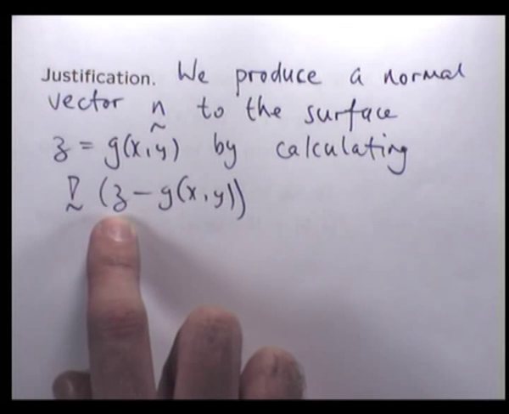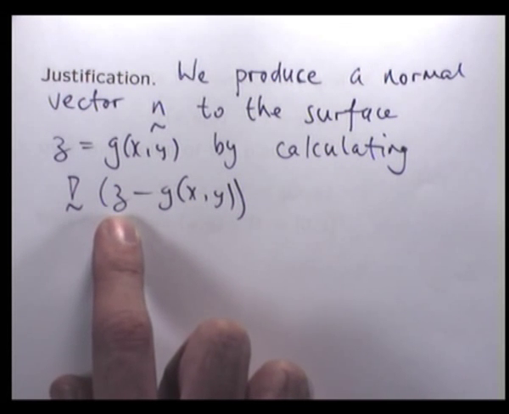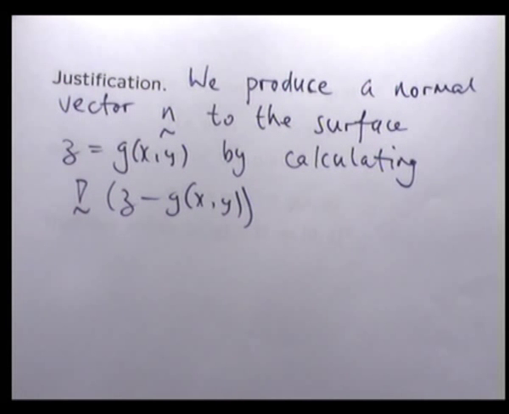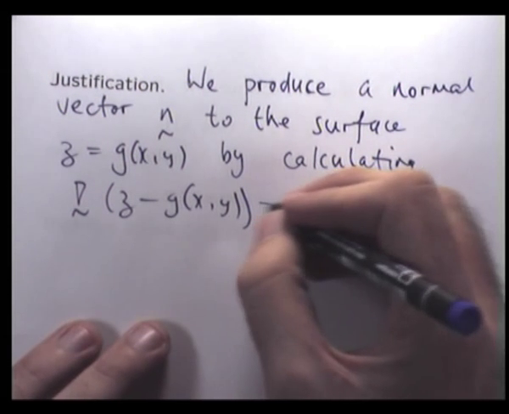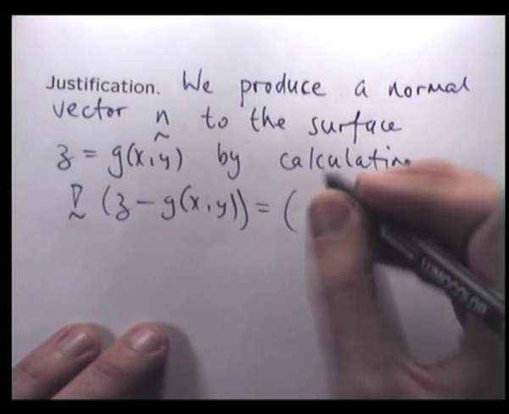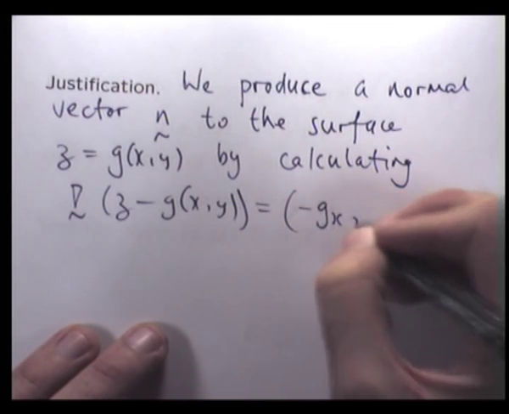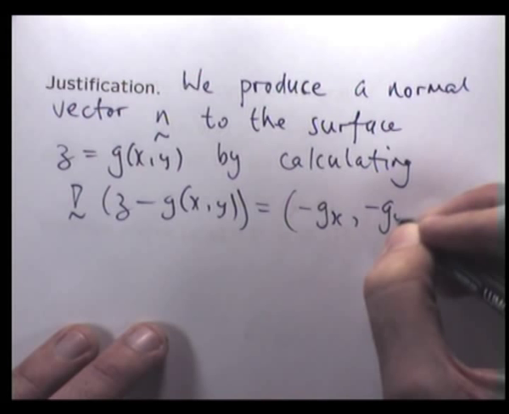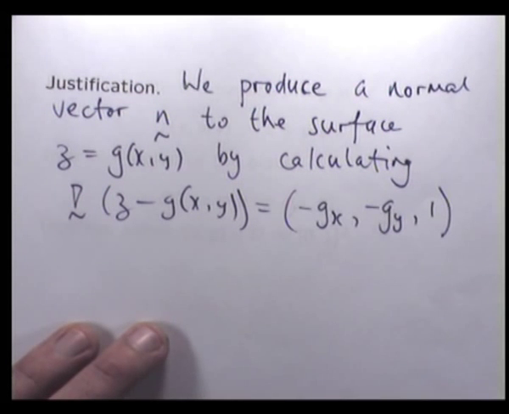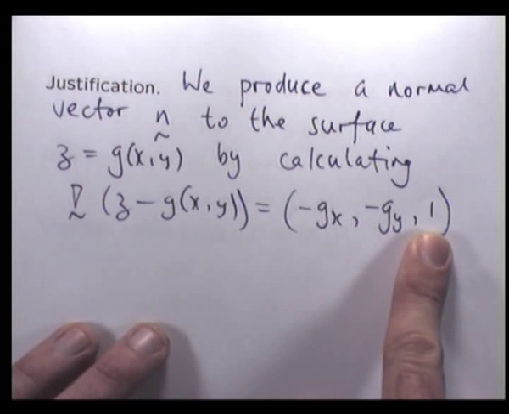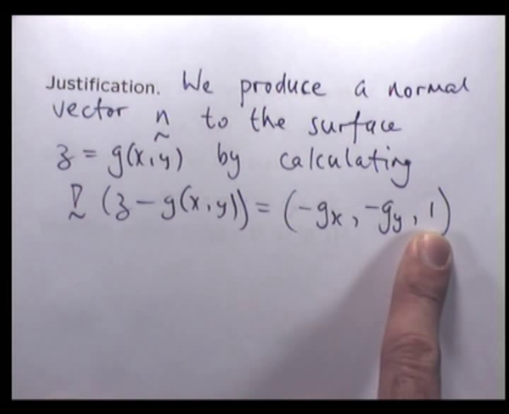Now, you can, if you want to, calculate the normal vector by considering g minus z and taking the gradient of that. It'll still give you a normal vector, but it won't be an upward pointing vector. Instead of looking like that, it'll look like that. So in this case, it's going to be negative g sub x, negative g sub y, and 1. You can see that this is upward pointing because the z or the k component is non-negative.